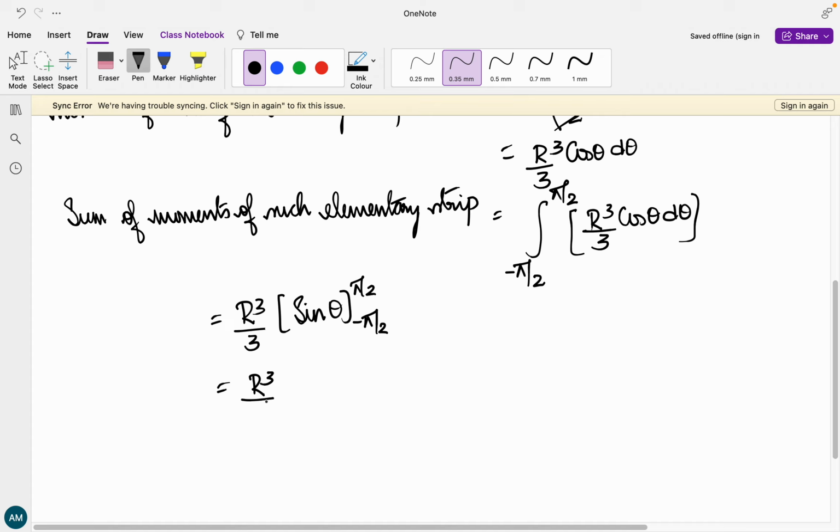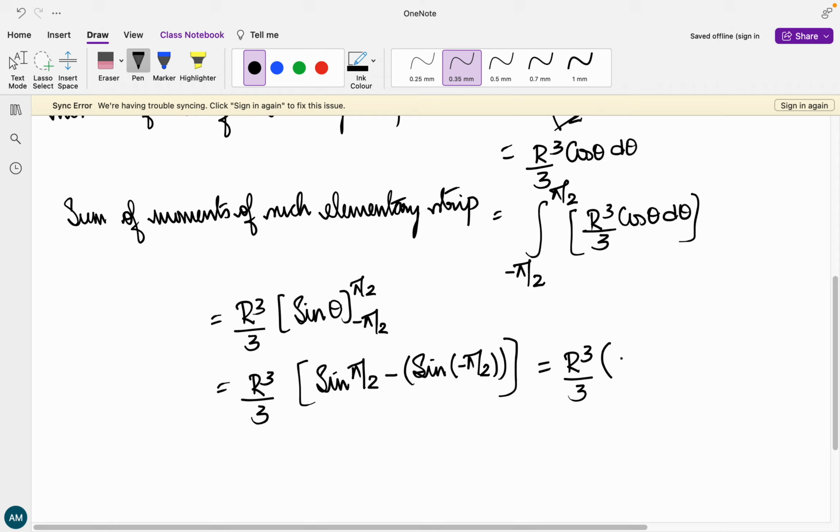Substituting the limits, r cube divided by 3 into sin of pi by 2 minus sin of minus pi by 2. Sin pi by 2 is sin 90, which is 1, and sin of minus pi by 2 is sin of minus 90 degrees, which is minus 1. So it is 1 minus of minus 1, so 1 plus 1. This is 2 r cube divided by 3. Call this equation 1.